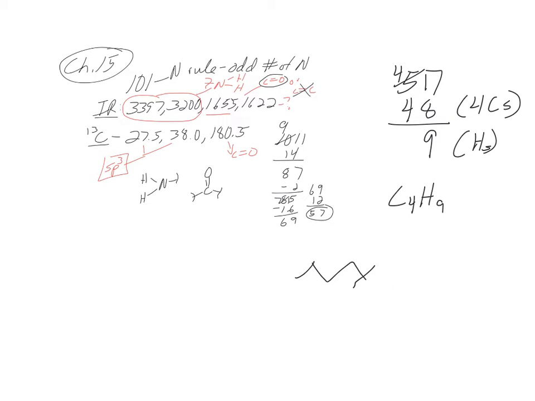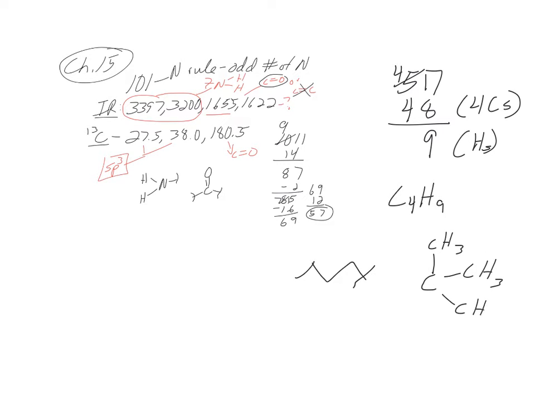But are all these carbons the same or different? How many different types of carbons does this have? 1, 2, 3, 4. That doesn't match. I only need 2. I can only have 2 types. Make a bunch of methyls. A bunch of methyl groups. So you'd have a carbon and you have 3 methyls coming off of it. That would be the way I would do it.